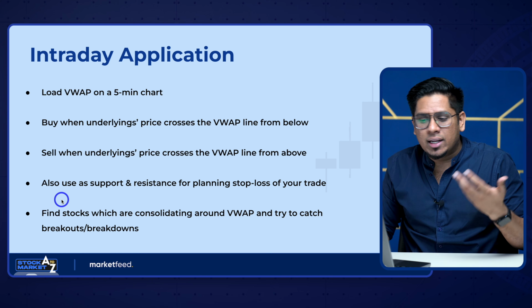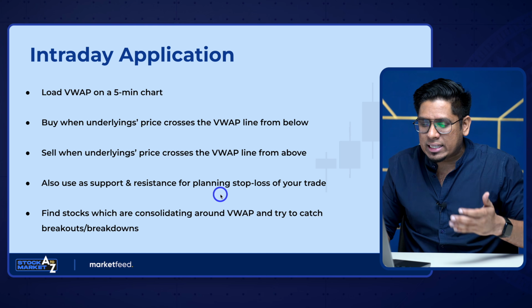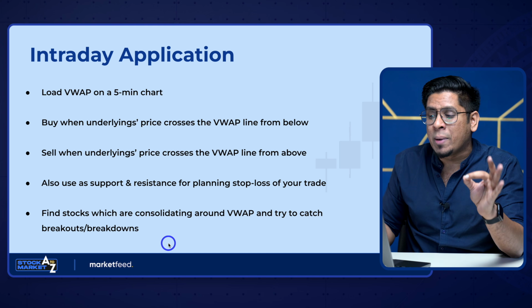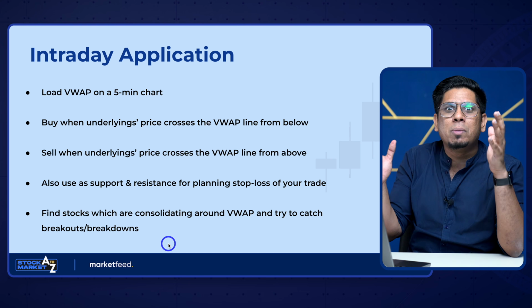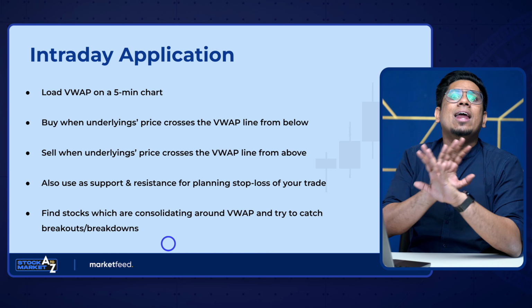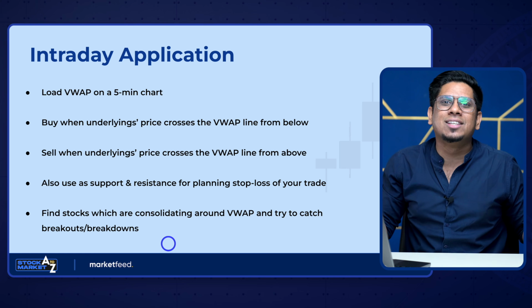The next point here is it is also used as support and resistance for planning stop loss of your trade, already discussed. And the final point is find stocks which are consolidating around VWAP and try to catch breakouts or breakdowns. You can actually do that. You can go into multiple charts, see the stocks which are consolidating around the VWAP line. Anything can happen from there. Either a big breakout or a big breakdown. Catch it is what I'd say.